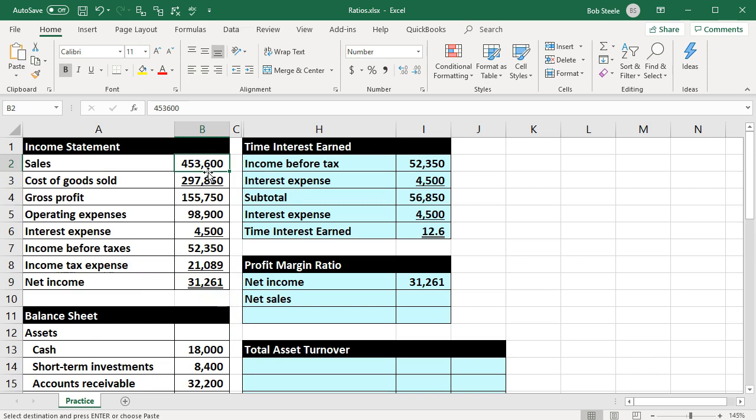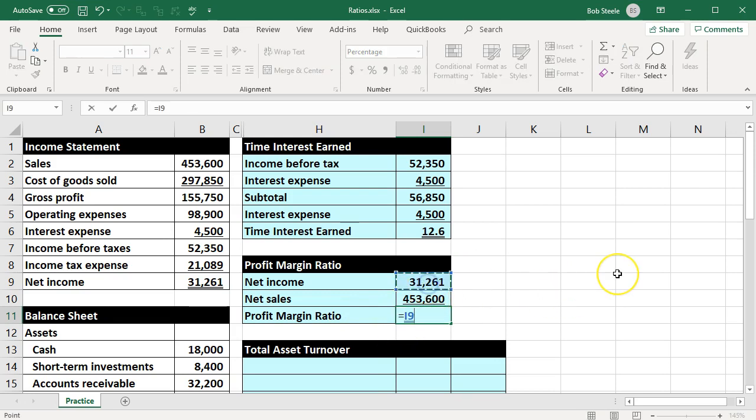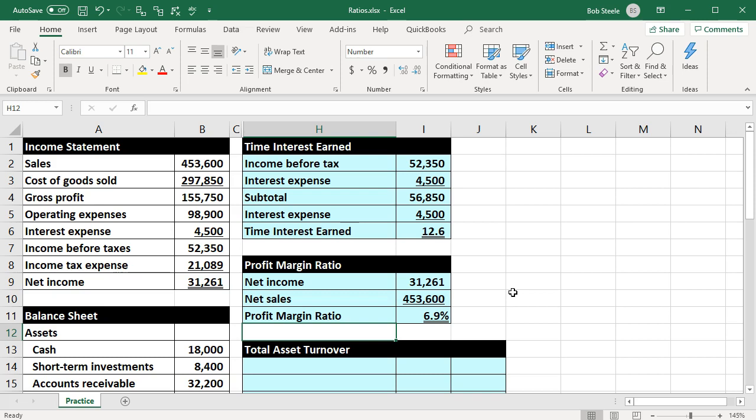If there was anything up top like discounts or allowances, you would be net of those, because those are basically reducing the sales line. They're not expenses, in other words. So we're going to say this equals the 453,600, and then we can divide that out. So we'll divide that out now. We're going to say that this is equal to the 31,261 divided by the 453,600, and that's going to give us the 6.9.